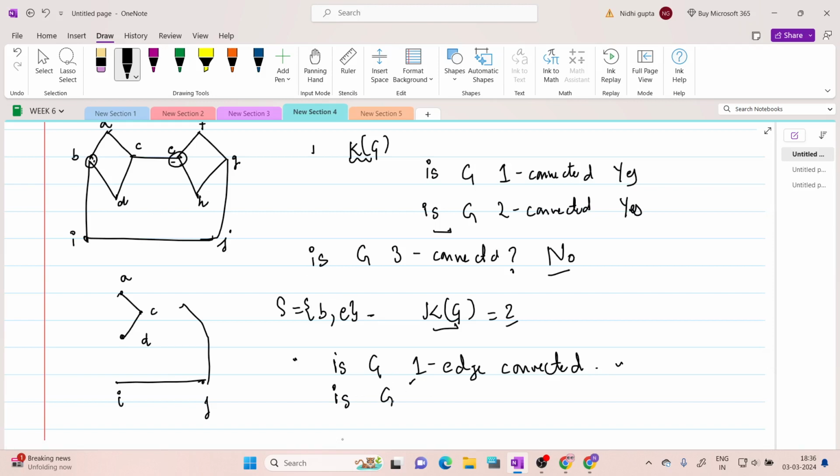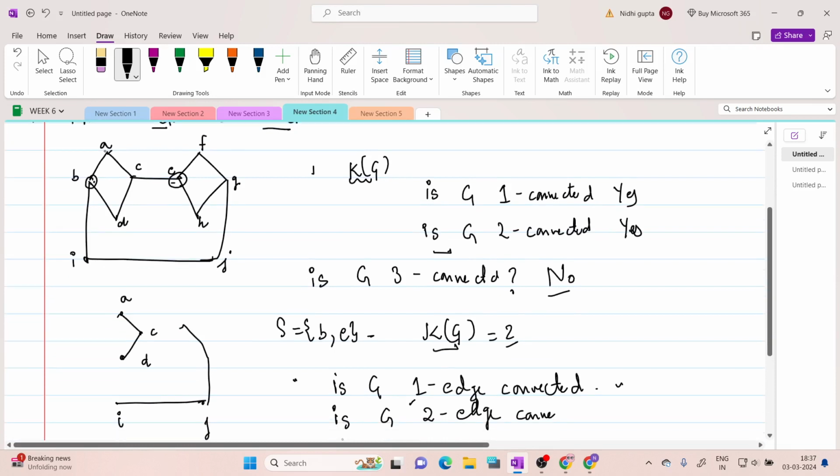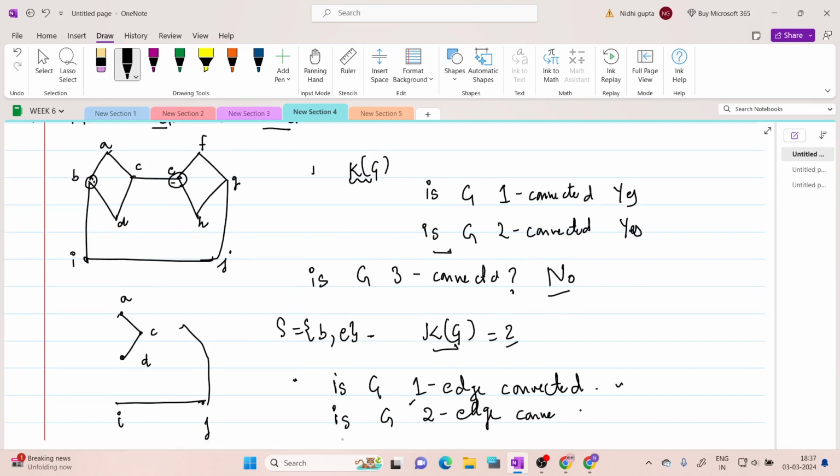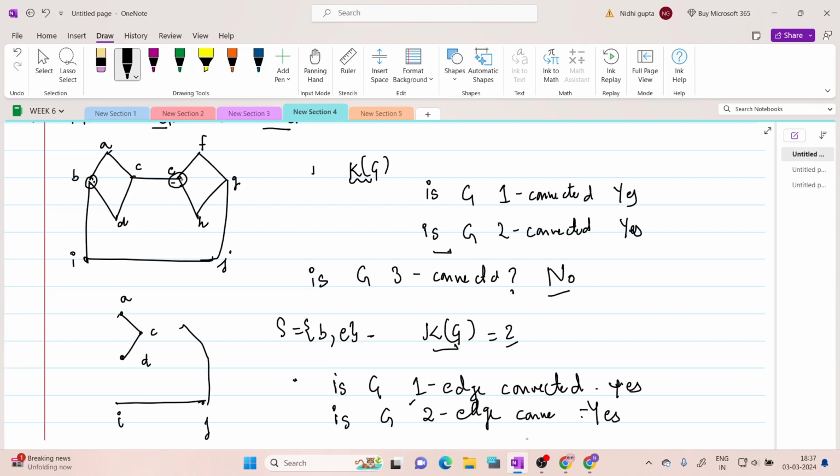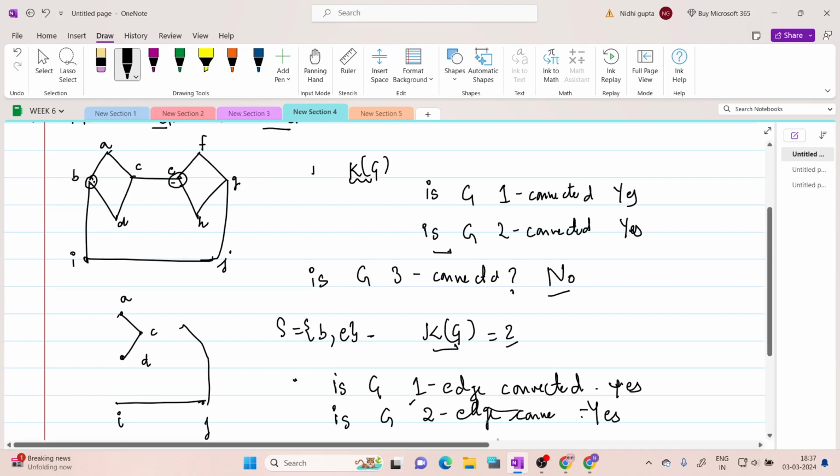Why is G two edge connected? We have done an equivalent condition that G is two edge connected if every edge is contained in some cycle. If you pick any edge, it is contained in some cycle. Therefore, this G is also two edge connected. Is everyone clear why? If we remove one edge, the connectivity of the graph won't be affected. Every edge is contained in some cycle.